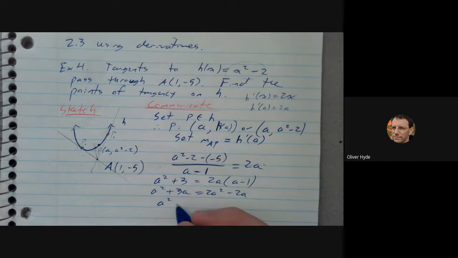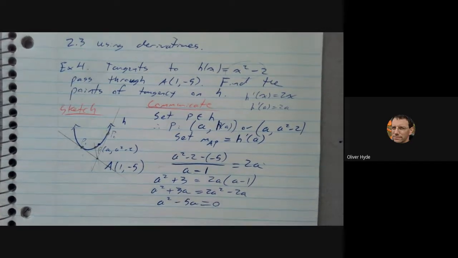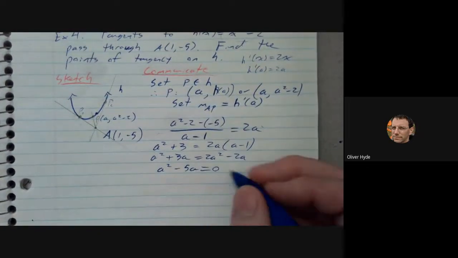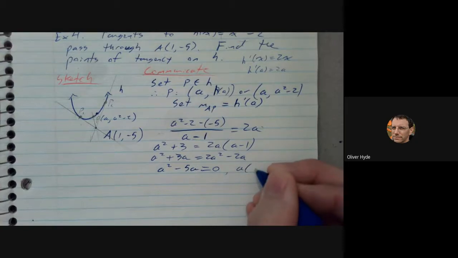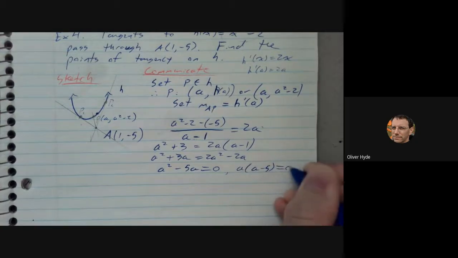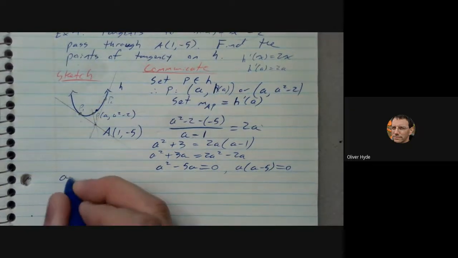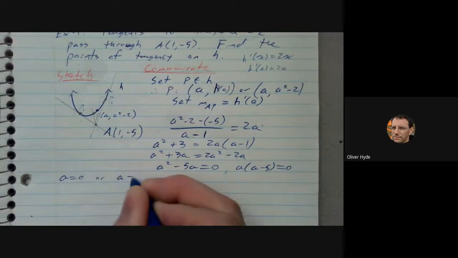Subtract 3a from both sides. Make sure you know how to manipulate linear equations and make sure you know how to solve quadratic equations. You should be solving by factoring first, because it is so much faster than using the quadratic formula. This means that a is either equal to 0 or a is equal to 5.